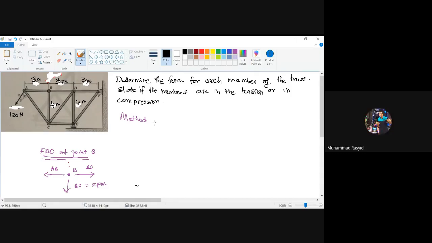Okay. Tak ada. Sebab tu the best is you kena draw dulu FBD for the whole structure. Jadi you tahu dekat E dan F tu actually we have the external force that come from the support reaction. So kalau ikutkan kita punya step tu method of joint, step yang pertama saya kata you have to draw the FBD for the whole structure.